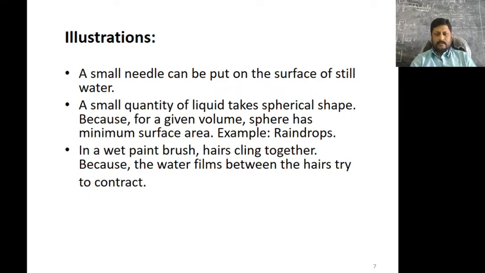Illustrations: for example, a small needle can be put on the surface of still water. Second, a small quantity of liquid takes a spherical shape because for a given volume, a sphere has minimum surface area. Example: raindrops are spherical in shape because of the surface tension of water.